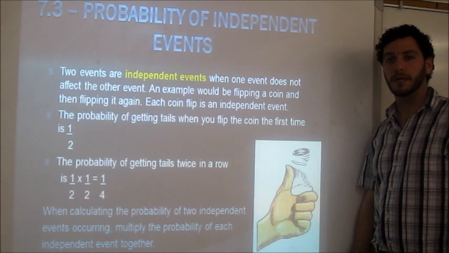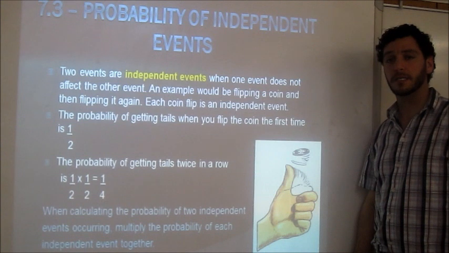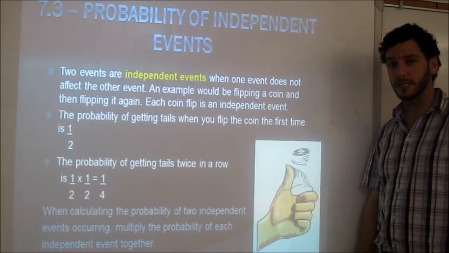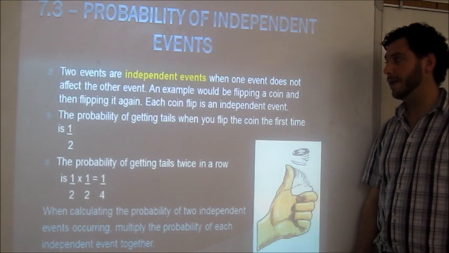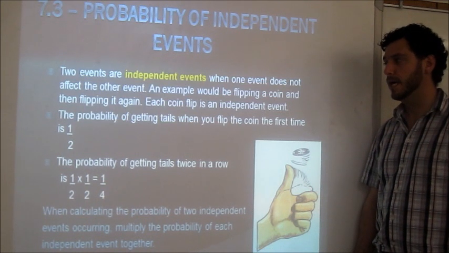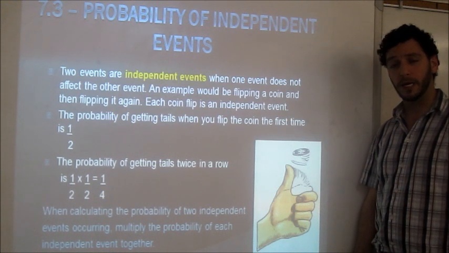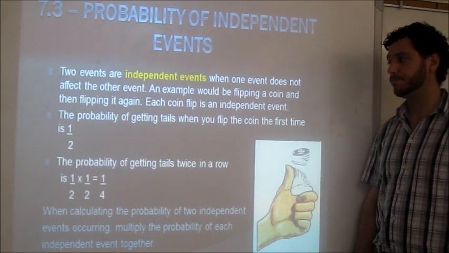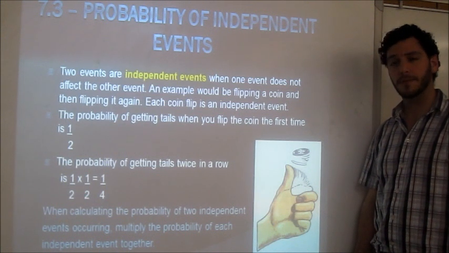Topic 7.3, probability of independent events. Two events are independent events when one event does not affect the other. An example would be flipping a coin and then flipping it again. Each coin flip is an independent event.